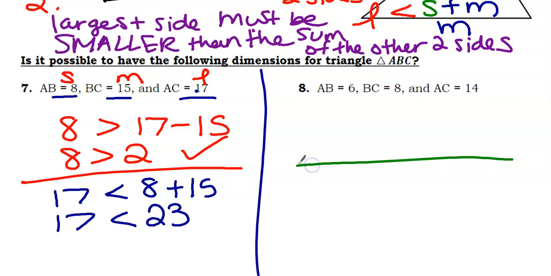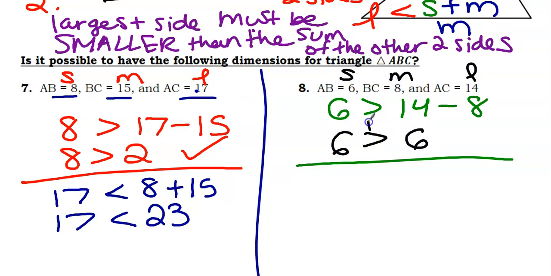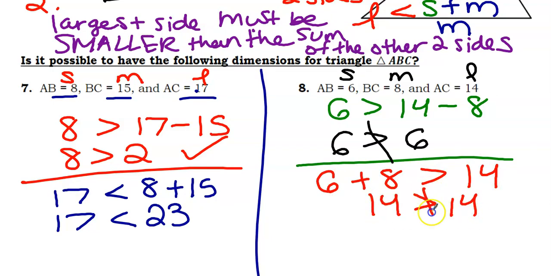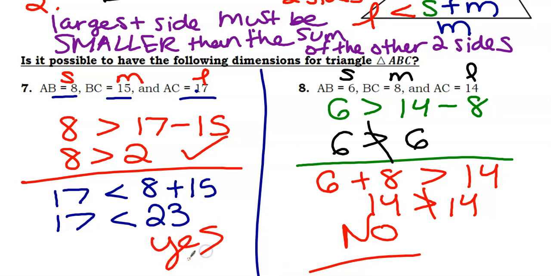All right. So one method, again, what is the smallest side? Well, the smallest side is 6, and then I have to subtract 14 minus 8, because again, I have small, medium, and large. Okay, so is 6 greater than 6? Well, that is niet. Okay, they cannot be equal. Another way to do it, well, small and medium added together has to be greater than the largest side. So is 14 greater than 14? No, so not a triangle. When the first one was yes. So you can prove it either way.